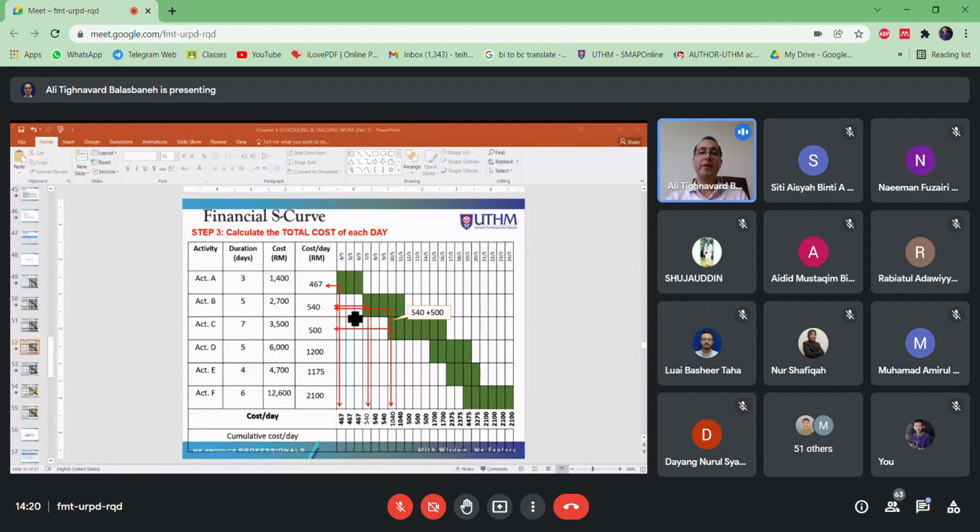But what if we reach day 7? Something changed because on the day of 10th of May, take a look here. There are 2 green boxes, right? It means 2 activities running at the same time. What do you have to do? The sum of the 2 figures will be your daily cost. Follow the red arrow, 2 activities here, 540 plus 500, the answer is 1040.